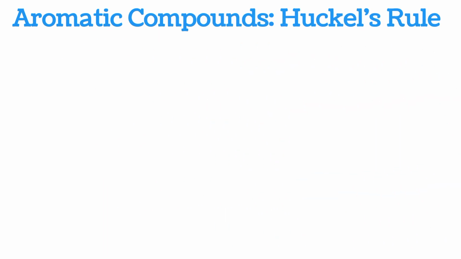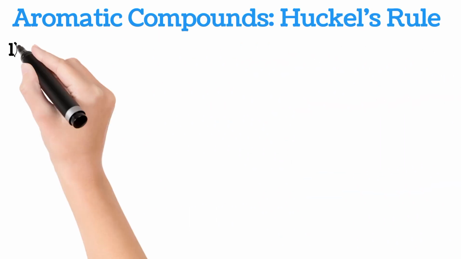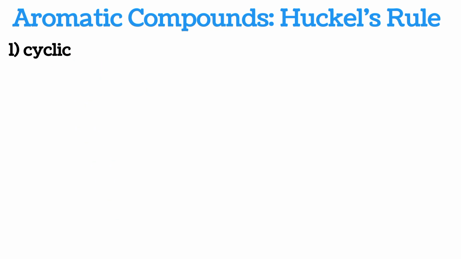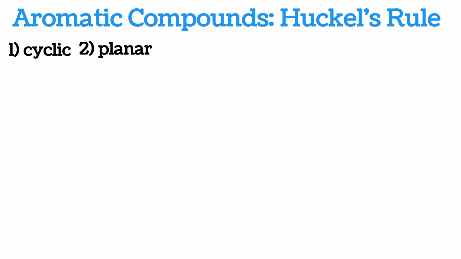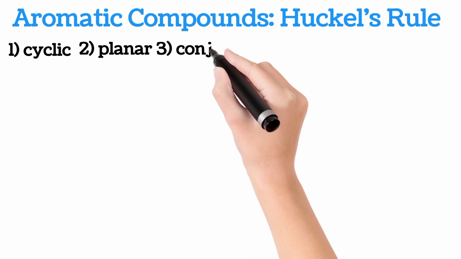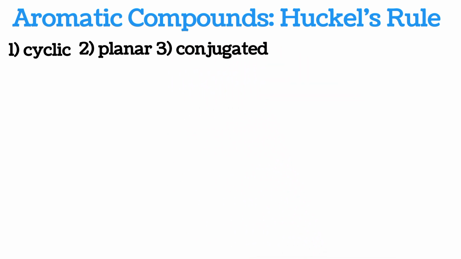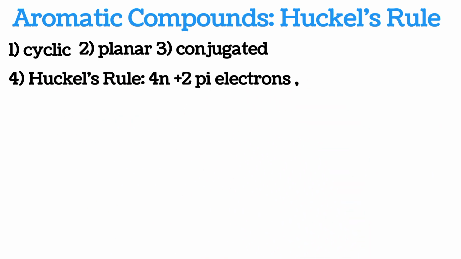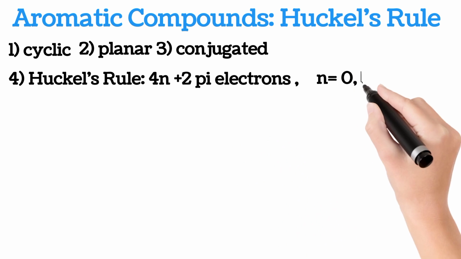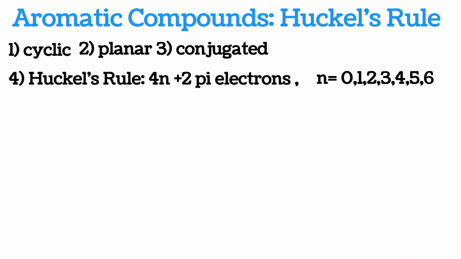Now let's look at some aromatic compounds and Huckel's rule. What are the properties that make a substance aromatic? We have 1, the compound must be cyclic. 2, it must be planar, that is sp2 hybridized. 3, it must be conjugated. And 4, it must follow Huckel's rule, which says that it must have 4n plus 2 pi electrons, where n can be any positive integer from 0, ranging from 0, 1, 2, 3, 4, 5, 6, and like that. So n is just any number.